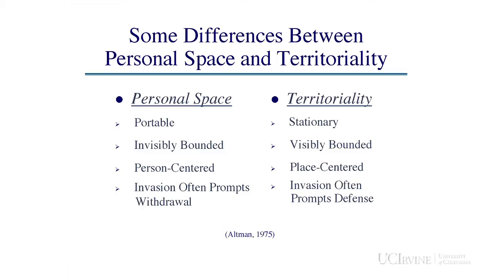And groups can have territory as well. Groups don't have personal space so much as they might have a secondary territory, but groups certainly mark places, and that's where you have the decorated conference room, for example, being a group environment, a group setting. And then invasion, when you have invasion of personal space, often there's a withdrawal response, whereas for territorial defense, you have more of a defense response, digging in, drawing a line in the sand, and not letting people take over or infringe on that territory.